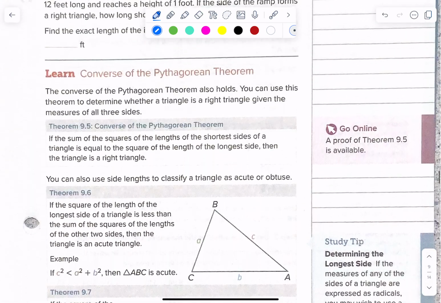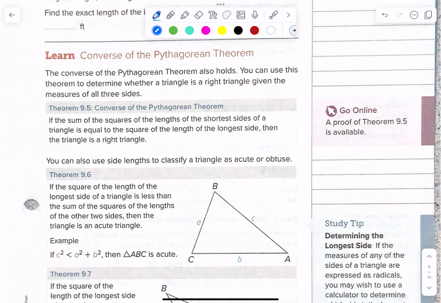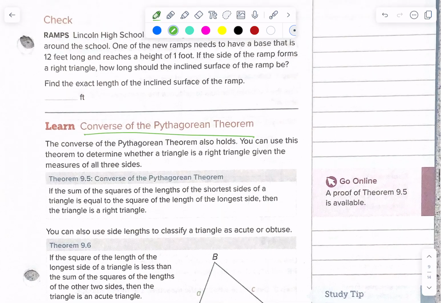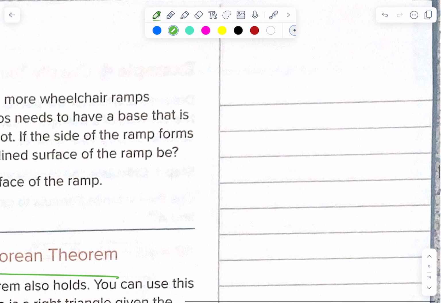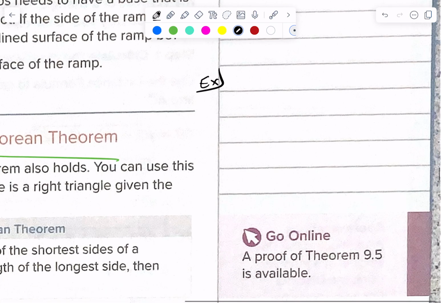This is like the last concept. This is the converse of the Pythagorean theorem. Not opposite. The Pythagorean theorem backwards. Okay? Alright, let's do 3 examples. I'm going to list them here. Put these off to the side. Here are your 3 examples.